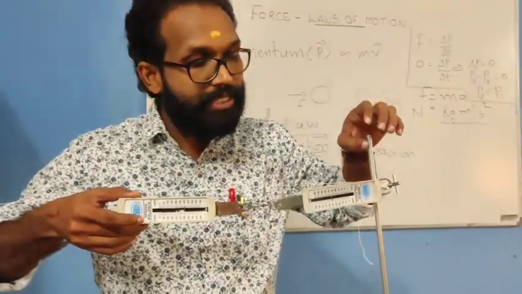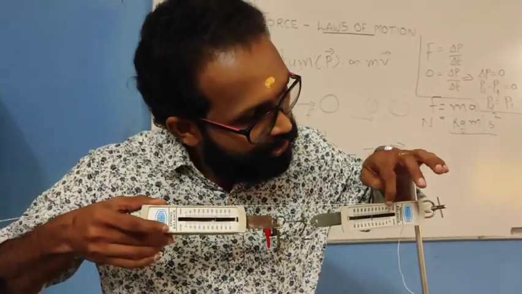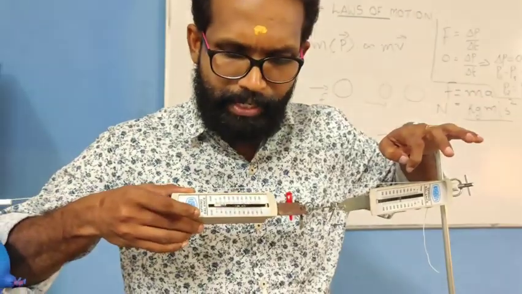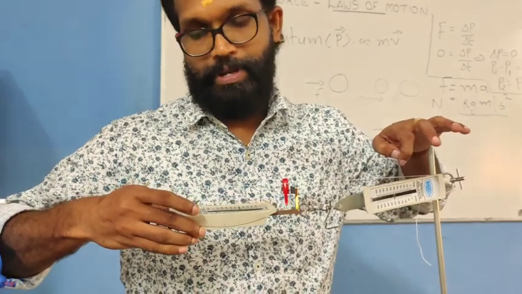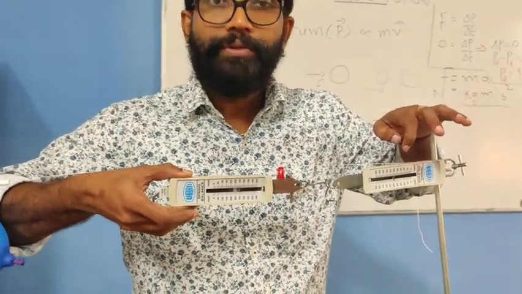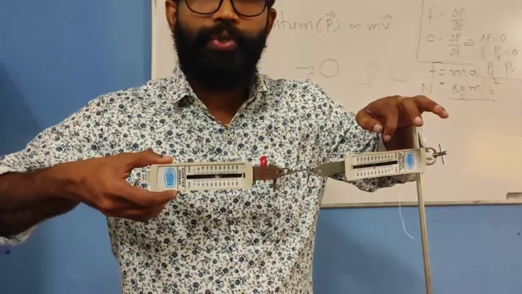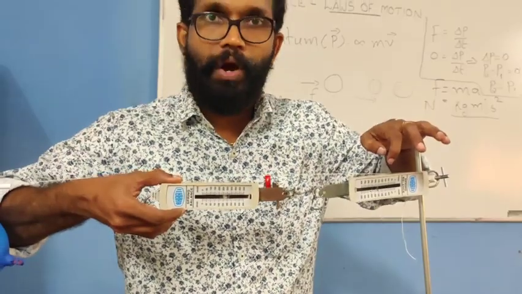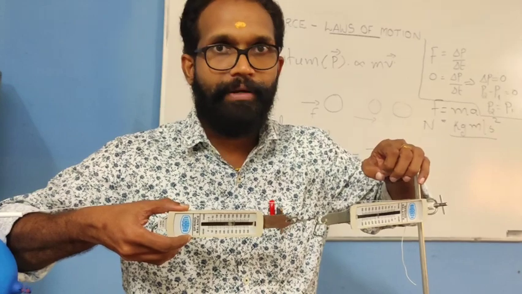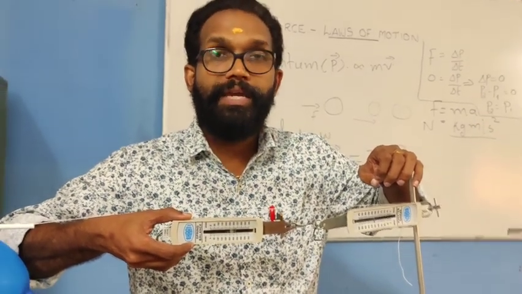And you can notice the reading here. It is approximately 300. Okay, 300 grams is what it is measuring. We can convert it into Newton also. It is in kilograms. You can convert it into Newton by multiplying, taking mg.